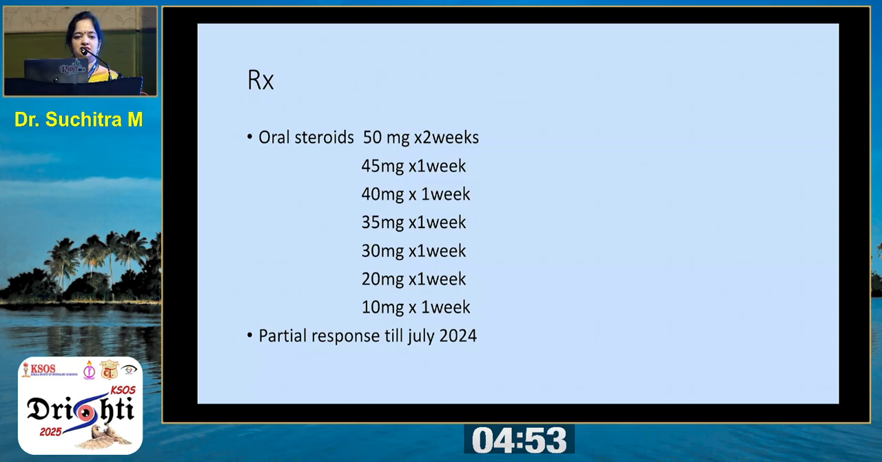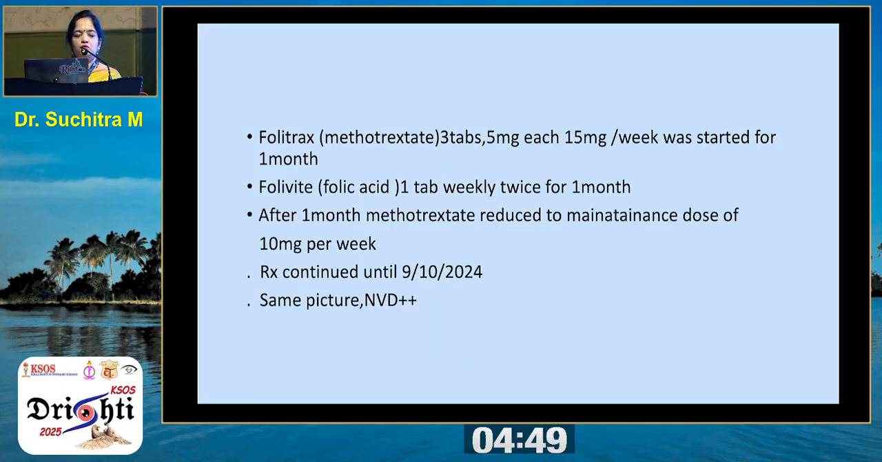The neovascular disc was still there. It was neither increasing nor decreasing. So we thought we'd add immunosuppressants. We started with 15 mg per week with folic acid, and after 1 month we maintained her with 10 mg per week. Treatment continued from April to October. We were giving her the same treatment, checking her blood tests, and everything was normal.